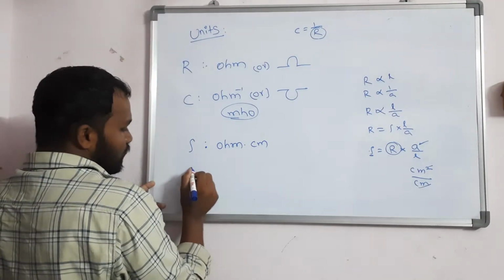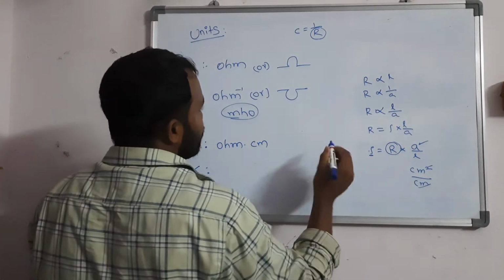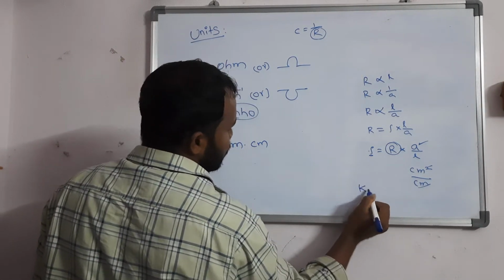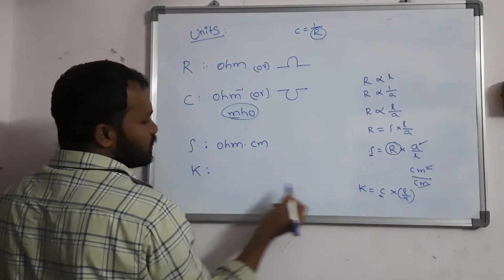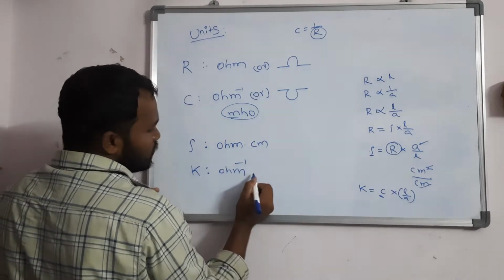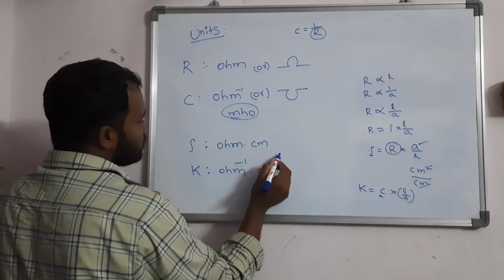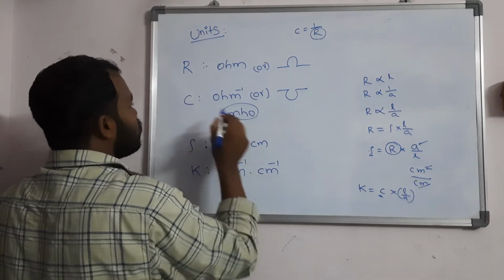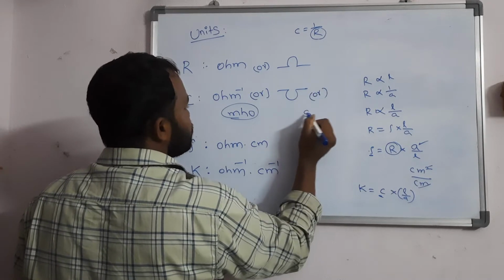And next, finally, specific conductance. The specific conductance formula is what? K is equal to conductance into cell constant, where cell constant is L by A. So conductance units is ohm inverse, and cell constant units is centimeter inverse. One more thing, conductance units you can say Siemens.